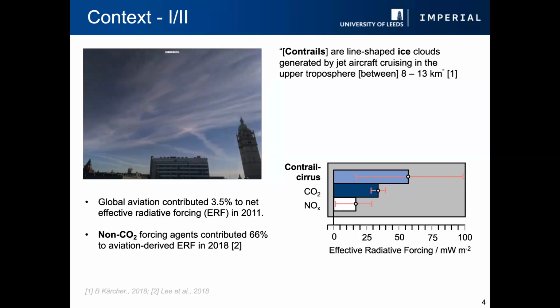Global aviation, if we zoom out a bit, contributes about 3.5% of net effective anthropogenic radiative forcing, and non-CO2 forcing contributes about 2/3 of that. So very different to other sectors where CO2 dominates the climate effect. For aviation, we have very significant components of warming due to these non-CO2 effects, the majority of that down to contrails.